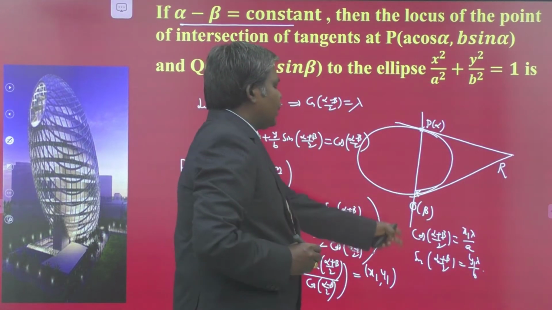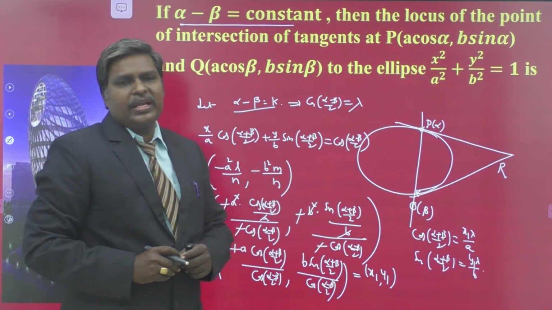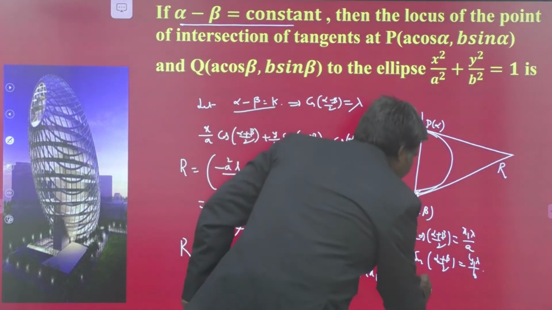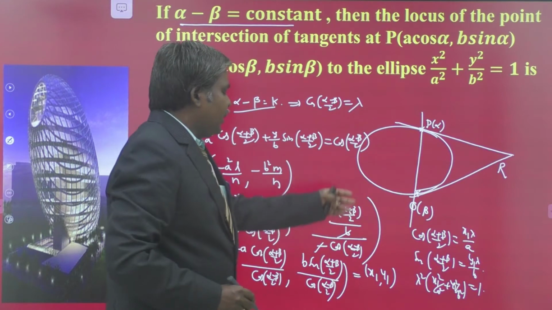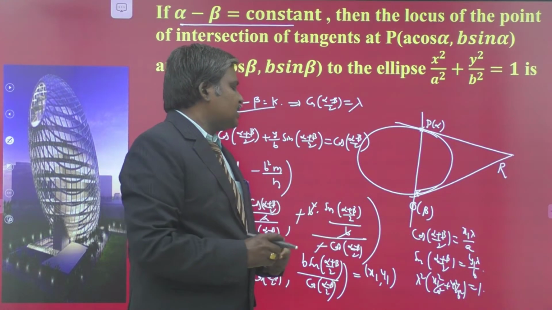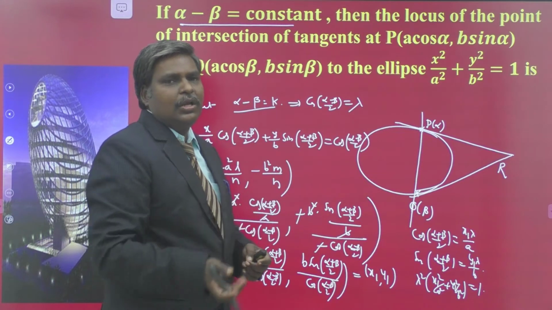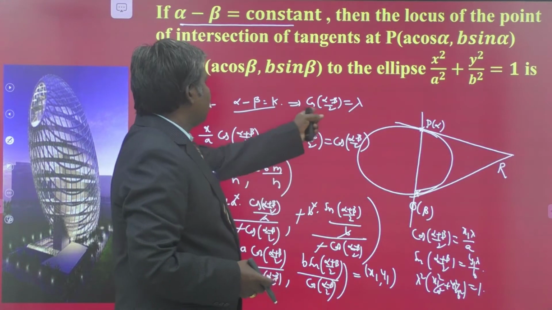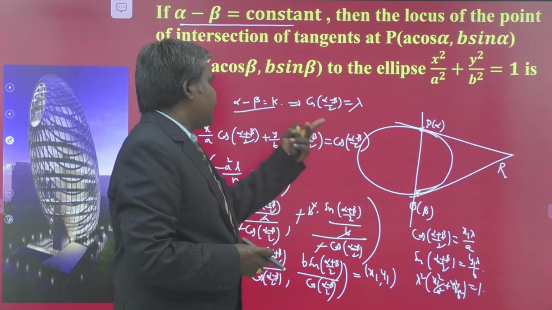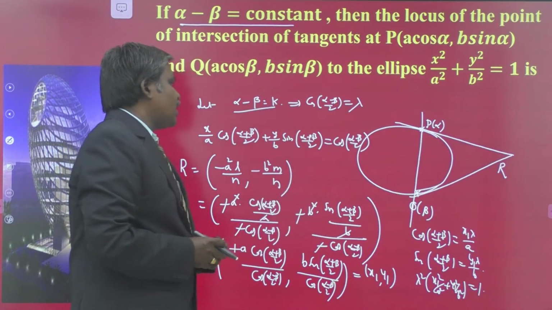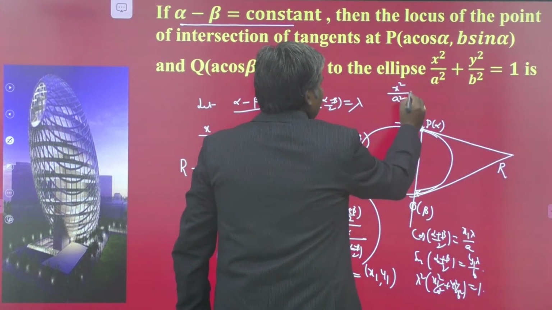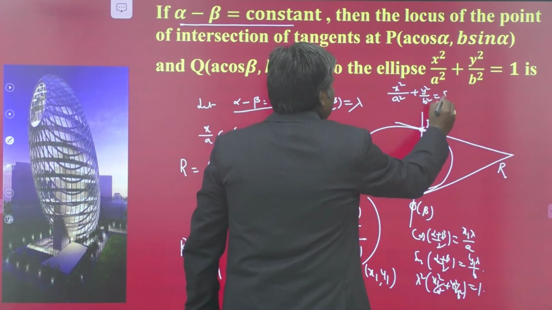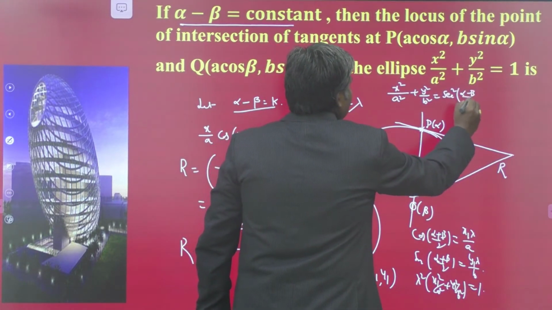We can easily eliminate alpha plus beta by 2 by squaring and adding. We get lambda square times x1 square by a square plus y1 square by b square is equal to 1. So, x square by a square plus y square by b square is equal to 1 by lambda square, which is your locus. So, lambda is cos alpha minus beta by 2. When it is coming to the numerator, that becomes secant square alpha minus beta by 2. So your locus is x square by a square plus y square by b square equals secant square alpha minus beta by 2.